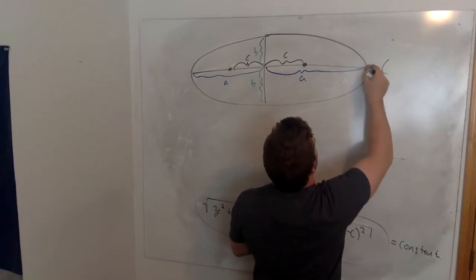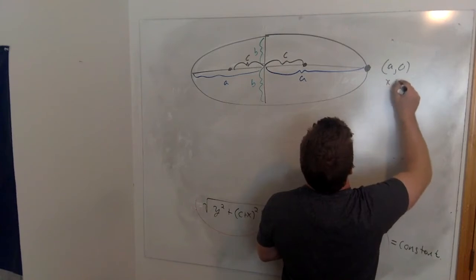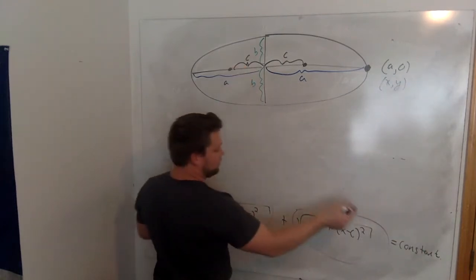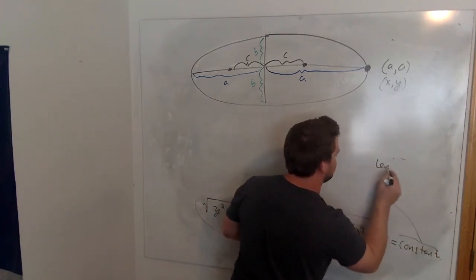So we would be at this location. What would be the x and y coordinates here? Well, it would be a and 0. What would be the length of the string, which is really just what the constant is? Remember, the constant is the length of the string.